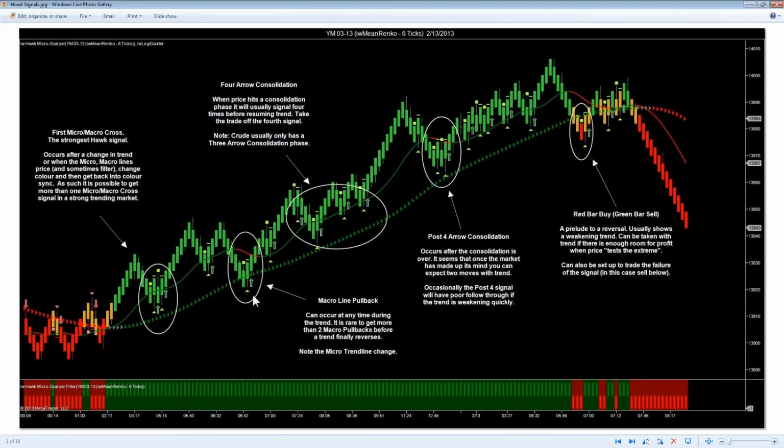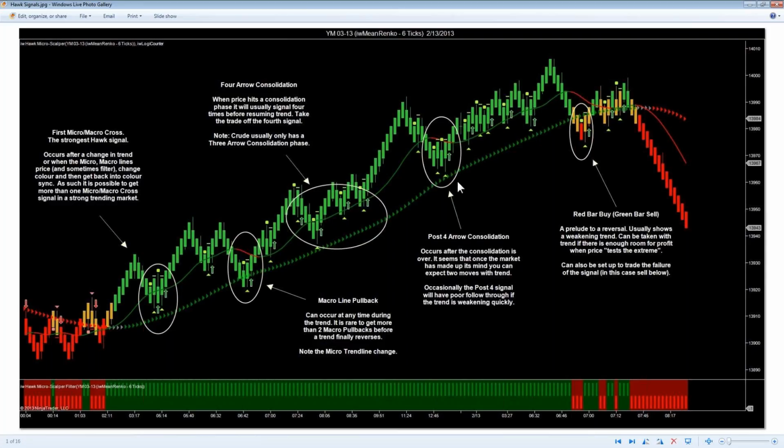The macro pullback signal, also a very high probability signal. Unless it's the third or fourth instance within a trend, then it starts to become a little bit more questionable. 4-arrow consolidation pattern, also very high probability signal. Some markets, however, like crude oil, gold, even the Russell, tend to move a little bit faster, so we'll look at taking a signal on the 3rd arrow.